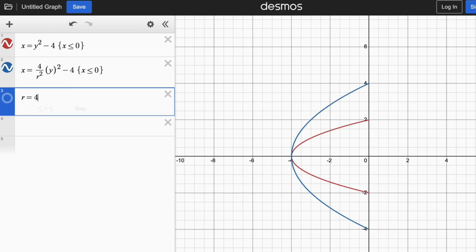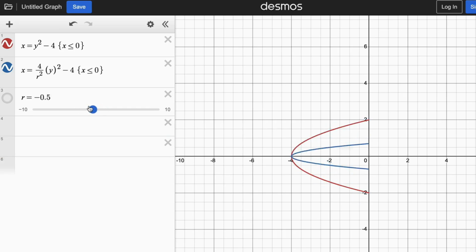If we made it to be 4, then it would stretch out like that. 5, it would go like that. If it was 1, it would be like that. And this is how we're basically controlling our roots, and you can see that our vertex stays at (-4, 0), which is what we had to do.